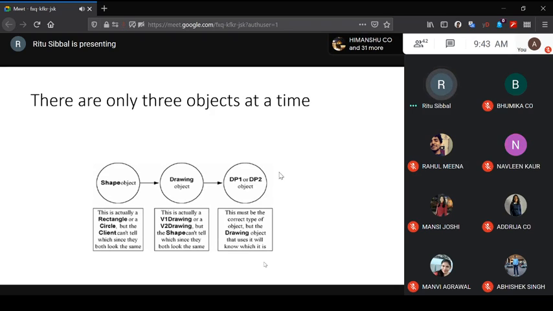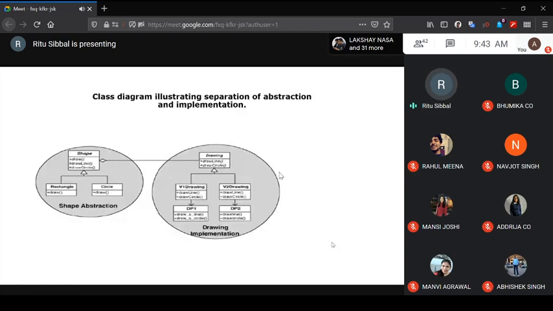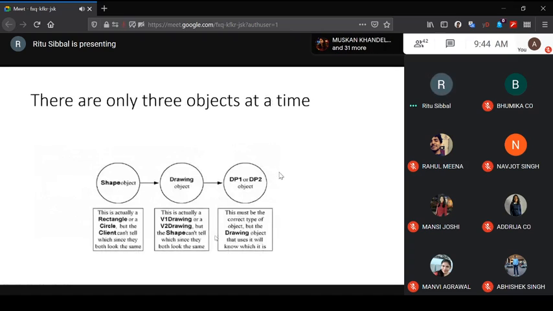So that is how we have done here. We could have either a DP1 or DP2, which is the V1 drawing or V2 drawing. Even from this circle and rectangle, it is isolated which program is being used. So basically, it is the drawing object which knows whether it is using the DP1 or DP2 object.